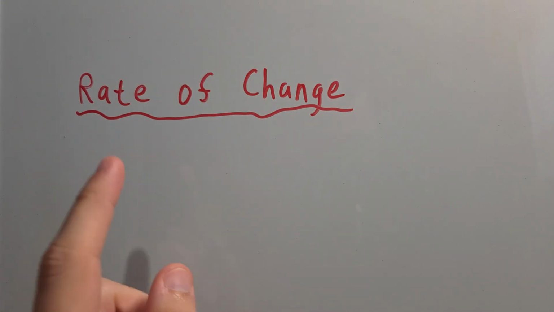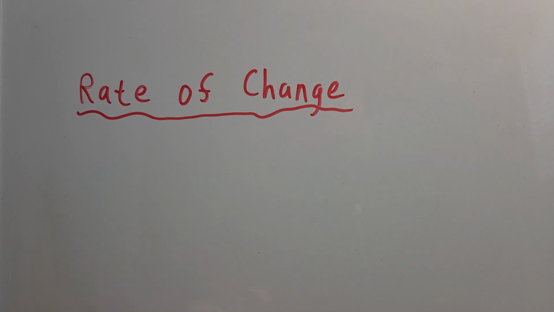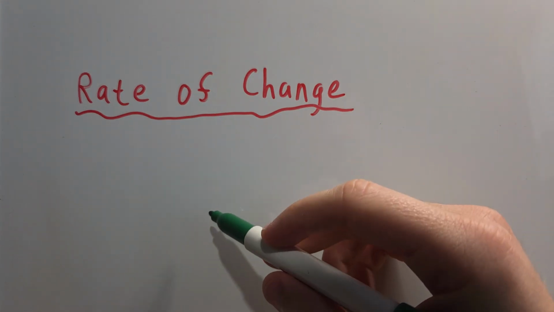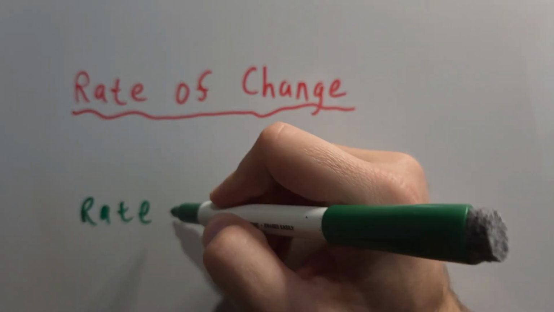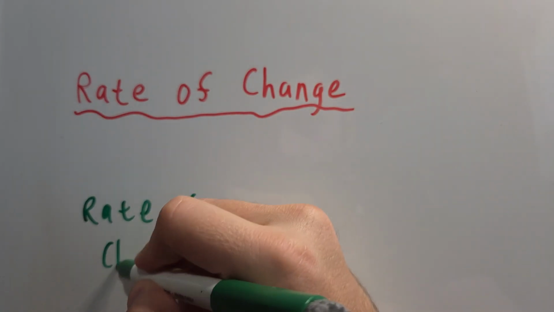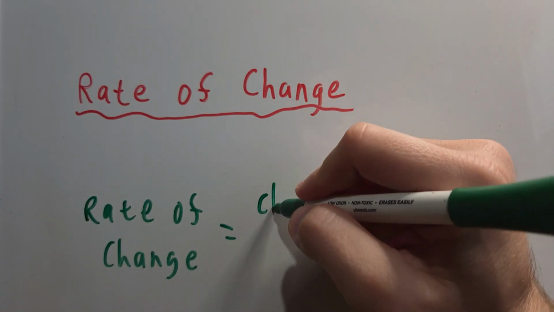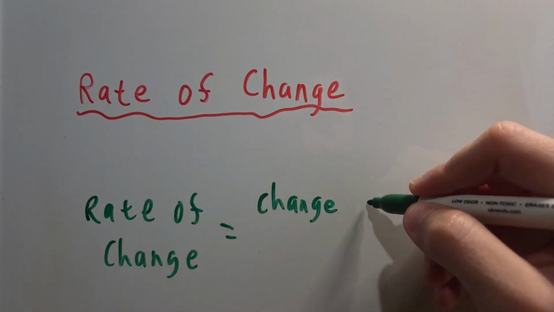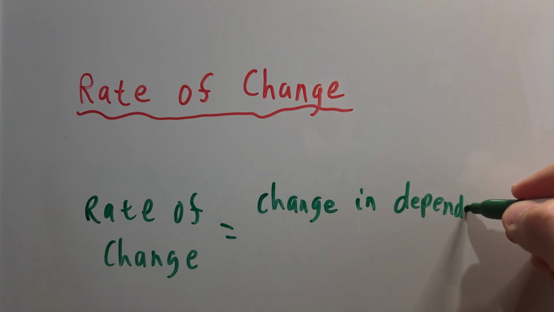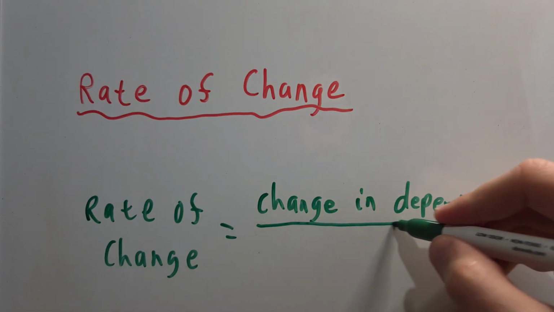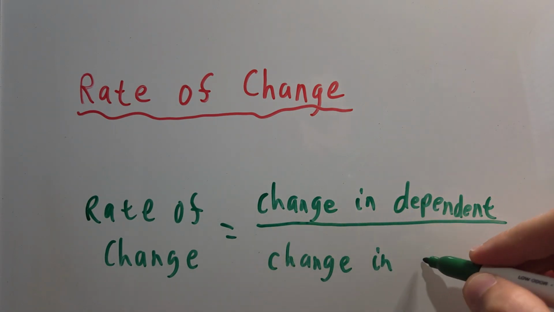Rate of change allows you to see the relationship between two quantities that are changing. If one quantity depends on the other, then the following is true. The rate of change is going to be equal to the change in the dependent variable divided by the change in the independent variable.